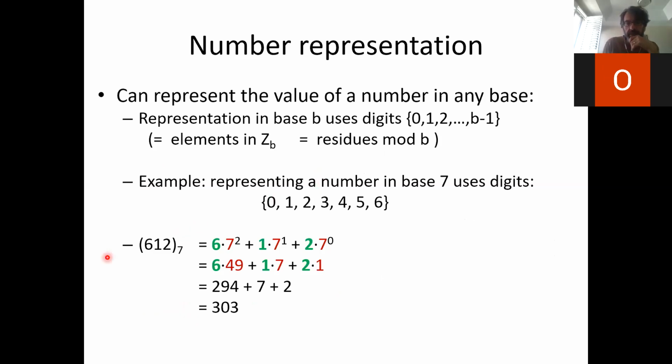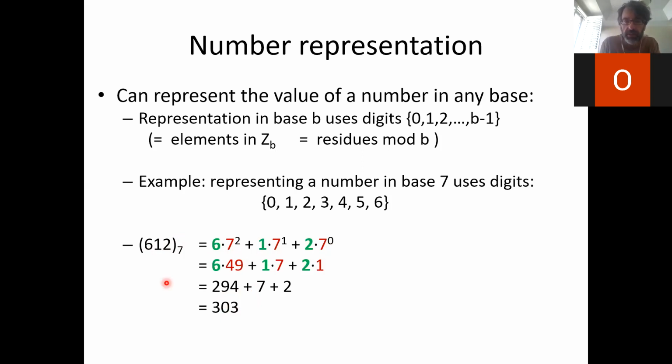Okay, so base 7, these are the valid digits. And how would I read off what this number represents if I want to translate this into decimals? I take the consecutive powers of 7 and treat these as coefficients. So this will be 2 times 7 to the 0, plus 1 times 7 to the 1, plus 6 times 7 squared. Then I compute what these powers are, and I have to remember that anything to the 0 is 1, and anything to 1 is that thing. The next powers I hopefully can compute, and I do the arithmetic. So in base 10, this number would be represented as 303.